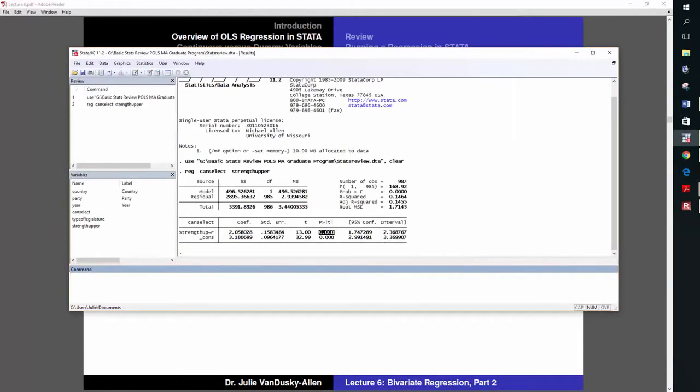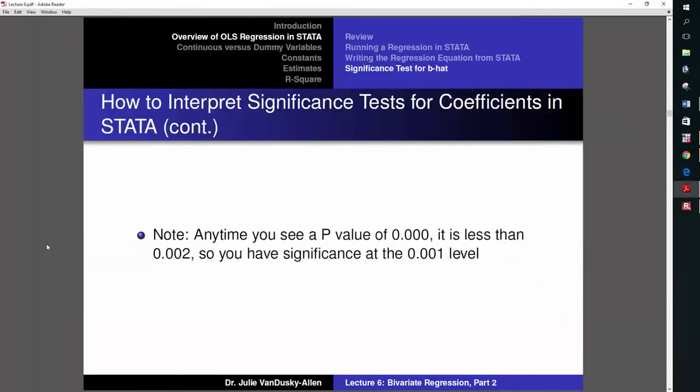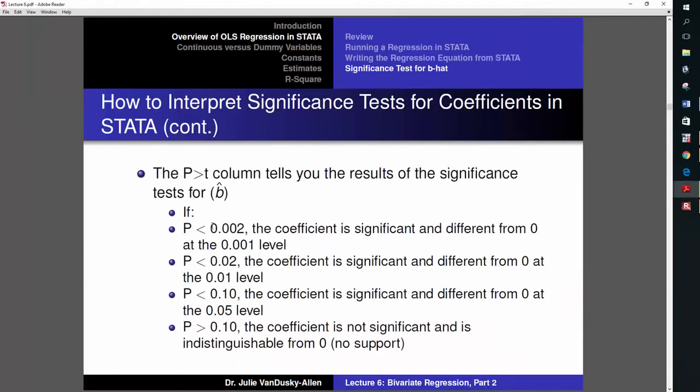So applying this exercise to our regression example, I expected there to be a positive relationship between strength of upper chamber and parties control over candidate selection. So first, I will look at b hat to see what the sign of b hat is. It is positive, which is what I expected. So now I move on to look at the p-value. The p is 0.000. Since it is less than 0.002, then the coefficient b hat is significant at the 0.001 level.